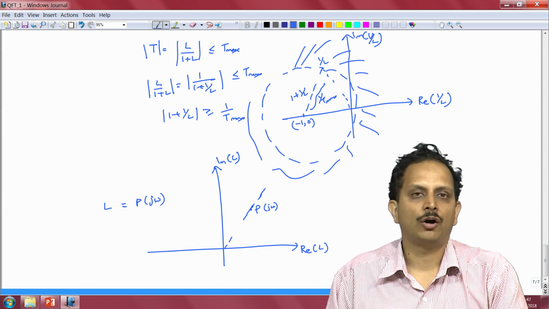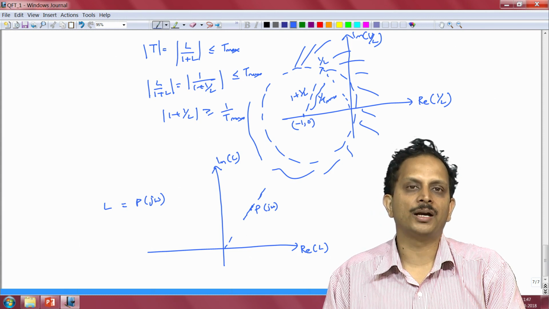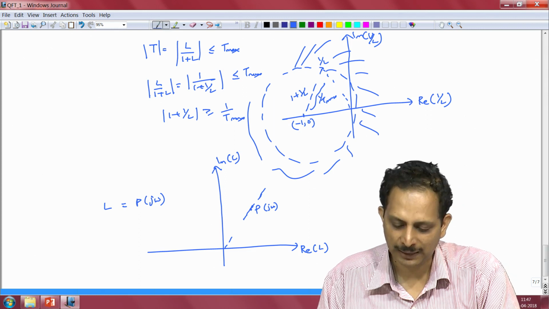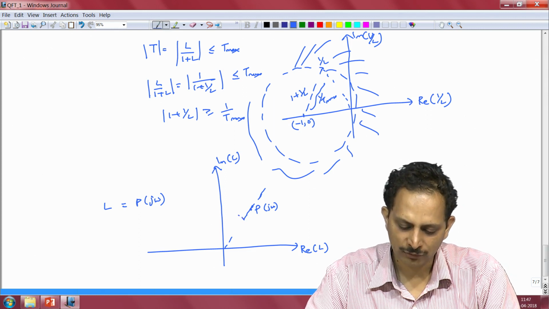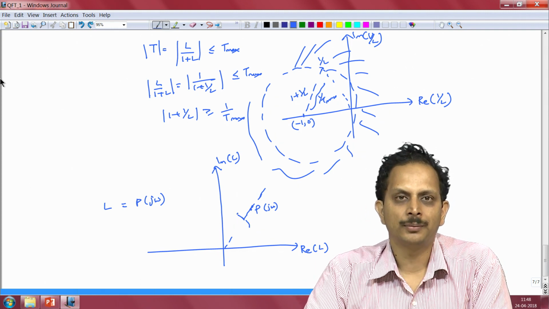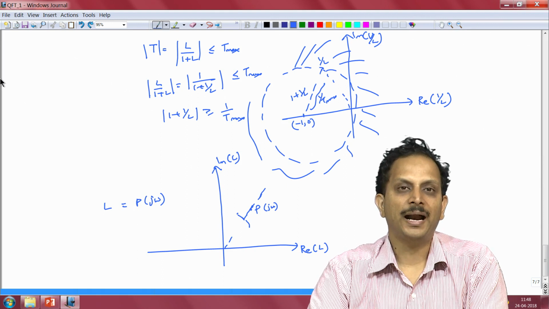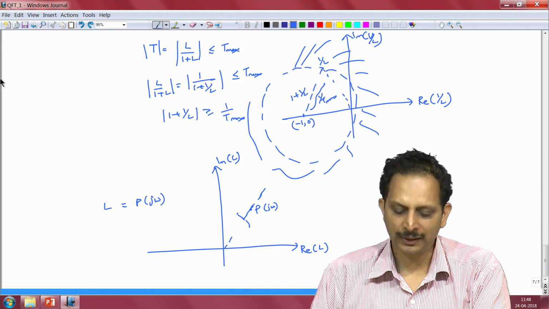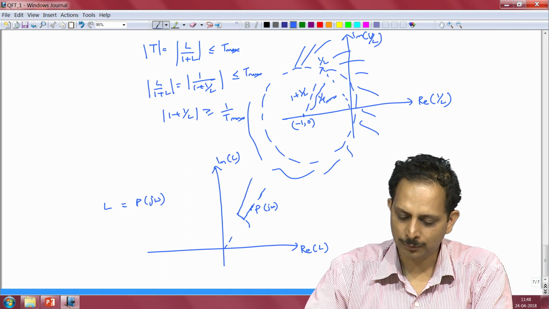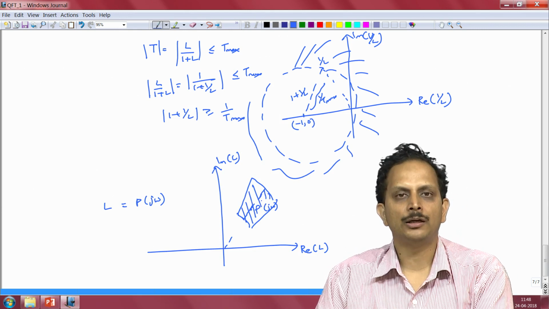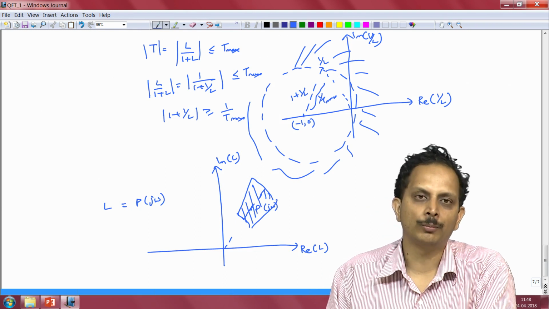Now when the phase of the complex number P of j omega changes because of uncertainty associated with the poles or the zeros of the plant, then the orientation of this complex number changes. Hence the set of complex numbers P of j omega that the plant can assume due to uncertainties in its structure is essentially depicted by this area in the complex plane. So these are the possible locations where the complex number P of j omega can lie.